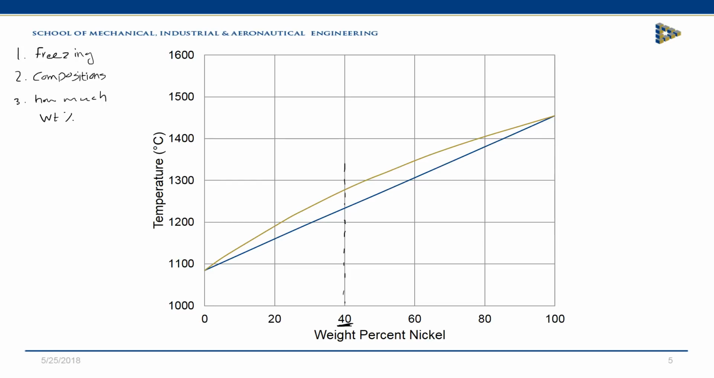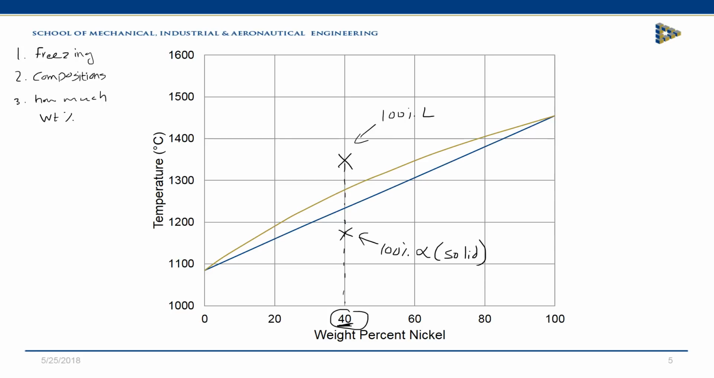And what I'm going to do is start off with the easy one. Now I want to know how much of a phase there is. If I'm sitting here, how much phase do I have? I've got 100% liquid. And if I'm sitting here, how much do I have? I've got 100% solid. And I know what the composition is, because at both of those points it will be the composition of the alloy, the composition we started with.